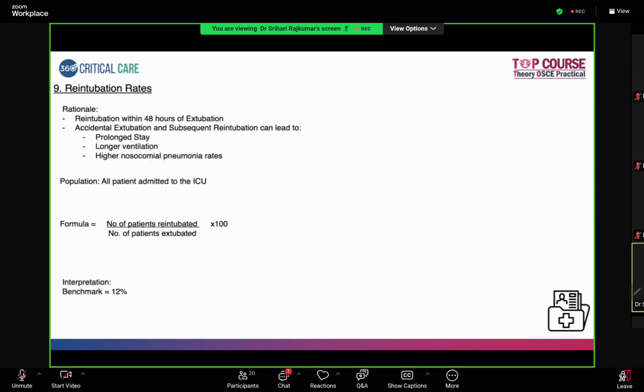So reintubation rates. This is pretty straightforward. Reintubation within 48 hours of extubation. Why are we concerned? Accidental extubations can lead to prolonged stay, longer ventilation, higher VAP rates. So the formula is number of patients reintubated by the number of patients extubated into 100. So SMR and reintubation rates have the 100 as the marker. The benchmark is 12%. If it is more than that, it is concerning and it needs to be looked into.